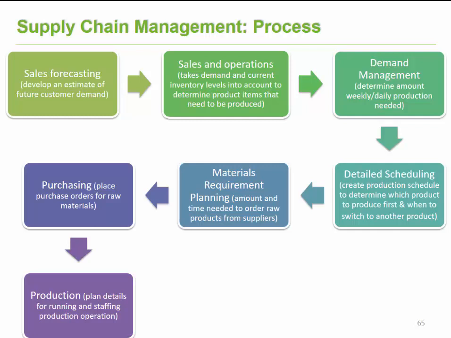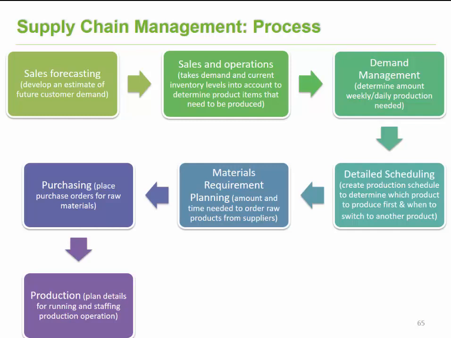So we're going to start with sales forecasting, where we're going to try and get an estimate of future customer demand. How many products do we need to create, and what will the requirement or the demand be from our customers? That then proceeds into sales and operations, where you take demand of your current inventory levels, and then you need to determine how many products should be produced in order to ensure that your inventory levels remain at a certain level.